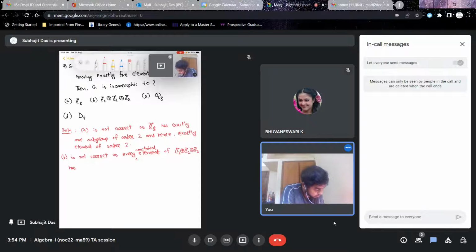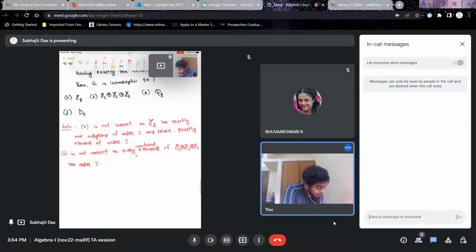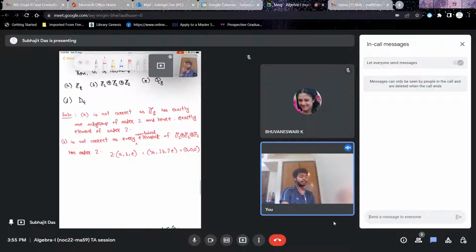And why is this so? Because if you take any arbitrary element in this, let's say (a, b, c), which is not the identity, which means that at least one of a, b or c has to be non-zero, then if you add two copies of it, you get 2a, 2b, 2c, which is (0, 0, 0). And hence it clearly has order 2. It cannot be 1 since we have taken it to be non-identity. So it clearly has order 2.